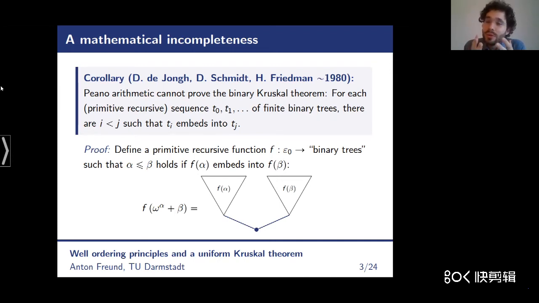So maybe to give a less technical explanation, the idea is simply that ordinals are represented by terms, and we can look at terms as trees, so in a sense as the construction trees of these terms. And the idea is that the order relation between the ordinals can be related to the embeddability relation between these terms considered as trees. Okay, and so now we have a genuinely mathematical independence result from Peano arithmetic.